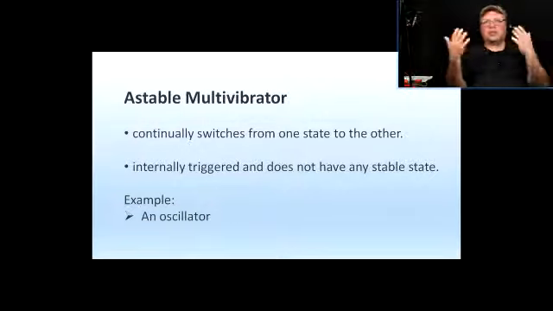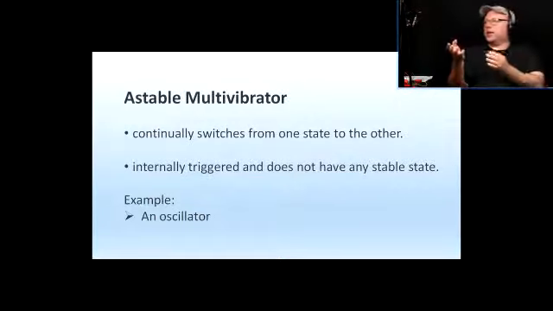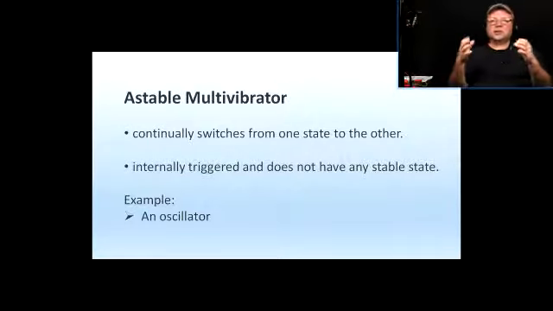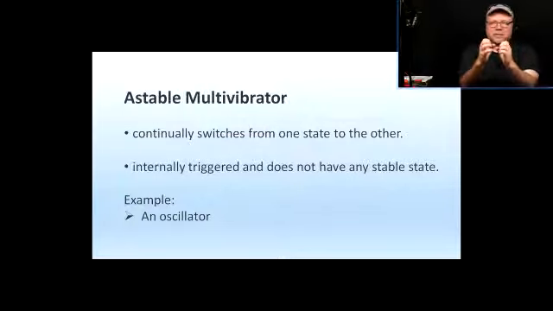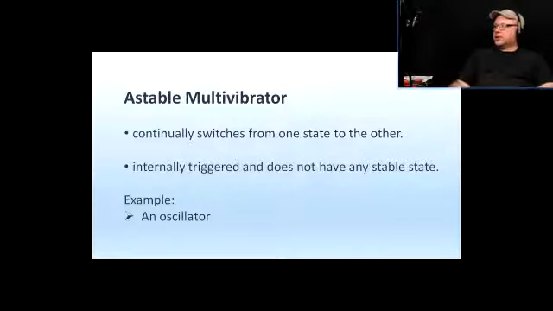It switches, it oscillates, it switches its state all the time. Okay. So it's an astable multivibrator. It's a box that changes its state from high to low continuously. And it says internally triggered. Well, it is, because whatever the circuitry is that it's made out of, that internal circuitry makes that thing oscillate. Okay? So here is an idea of an astable multivibrator.